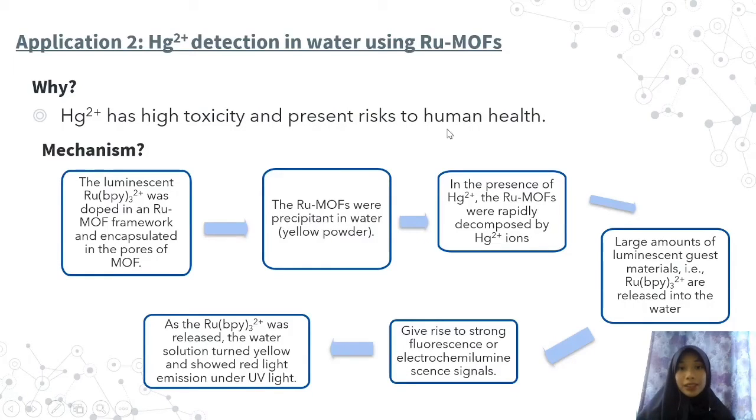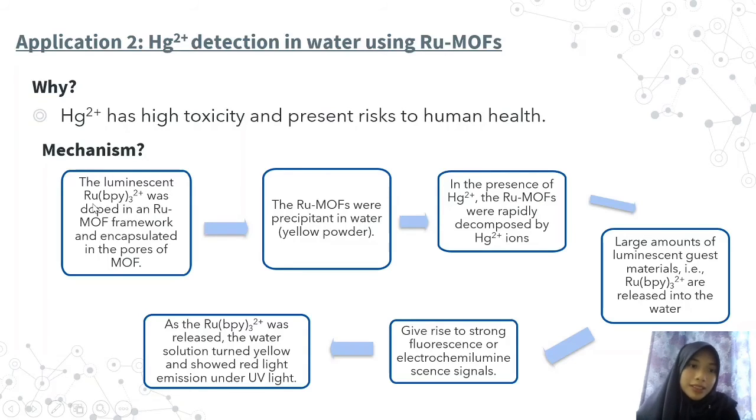Hi, I'm Madam Binti Hassan and I'm going to explain the second example for the application of MOFs as sensors. This example is the detection of Hg2+ in water using ruthenium MOFs. Why? Because Hg2+ is a heavy metal with high toxicity and presents risks to human health. So how is Hg2+ detected in water?